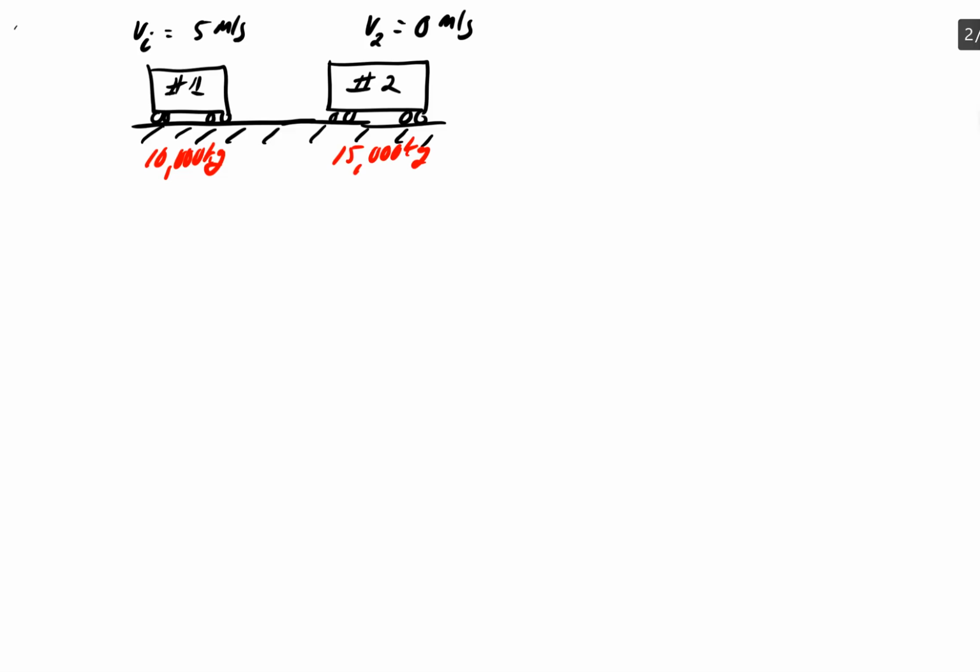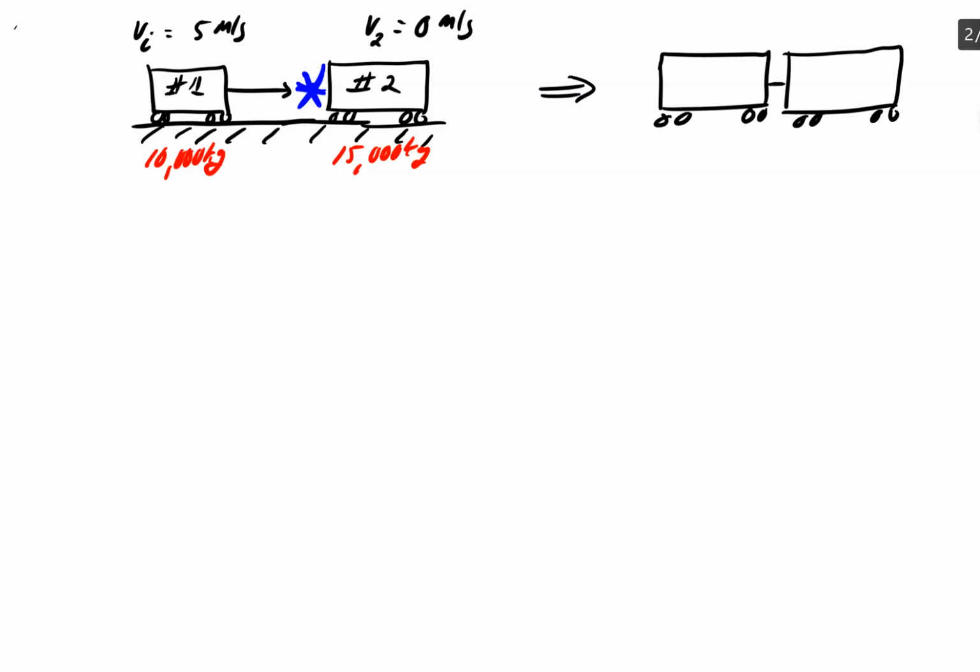And we can see that since 1 is moving and 2 isn't, there's going to be a collision at some point, and 1 is going to smack into number 2, and let's suppose that they join together, as rail cars tend to do when they smack into each other. And so we have these joined rail cars, and they go off together to the right, and I want to know what would be the velocity of those two rail cars moving off as they get stuck together.